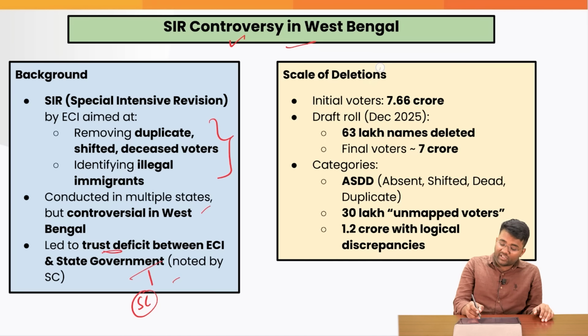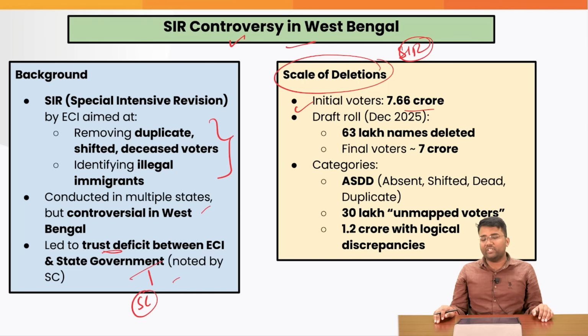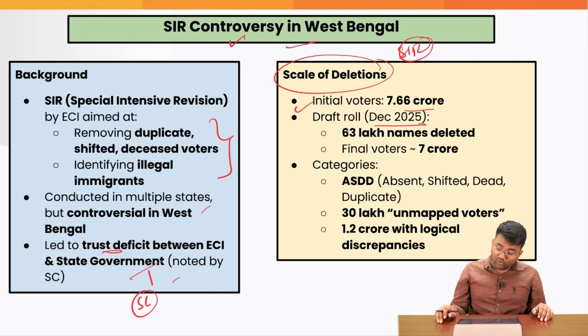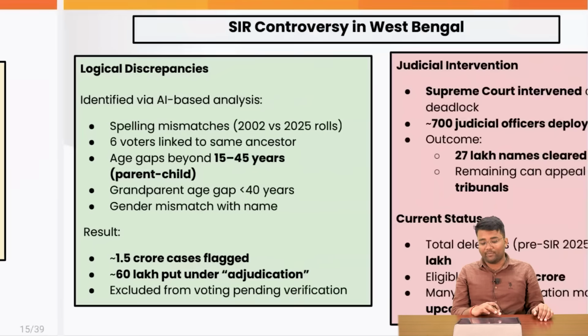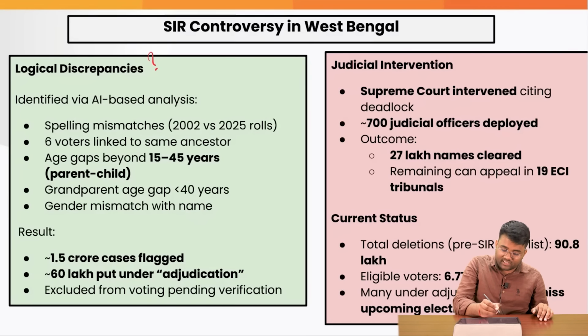So the scale of deletion, if you see in the SIR: initial voters were around 7.66 crore, and in the draft roll prepared in December 2025, 63 lakh names were deleted. Final voters were around 7 crore, and categories were identified as absent, shifted, dead or duplicate. And 30 lakh were the unmapped voters. 1.2 crore were with the logical discrepancy itself. What are the logical discrepancies?